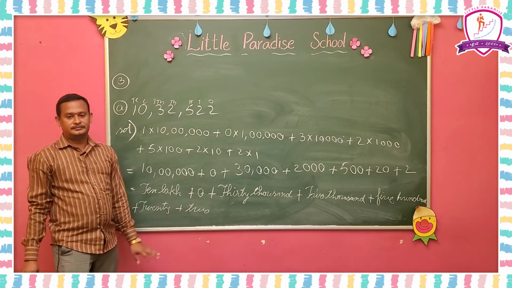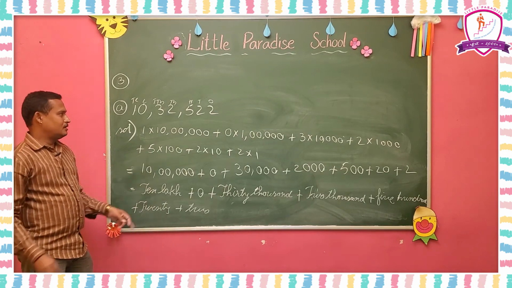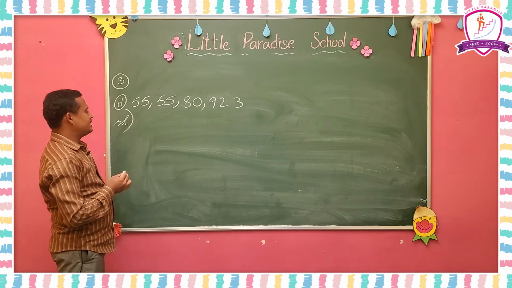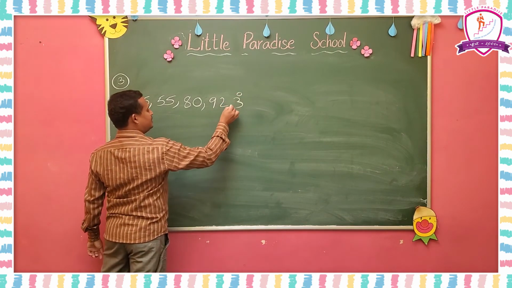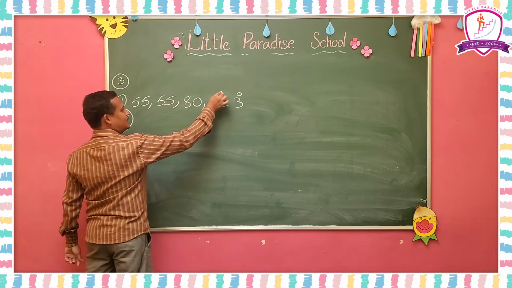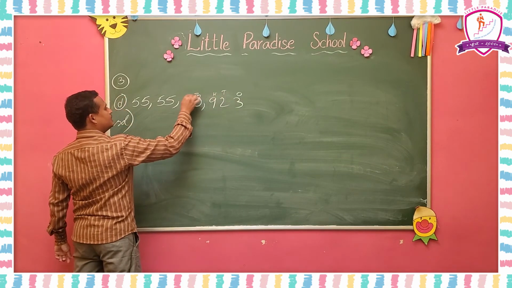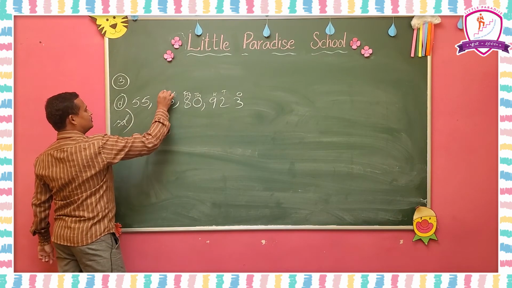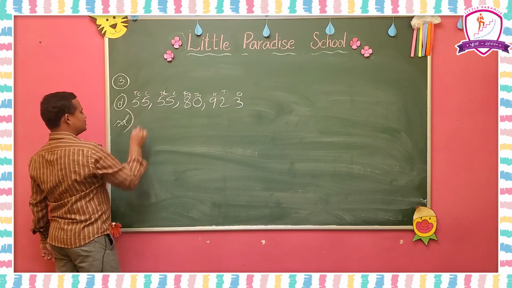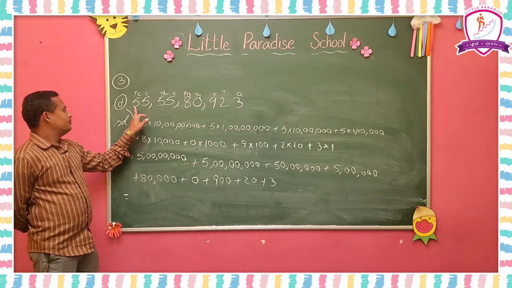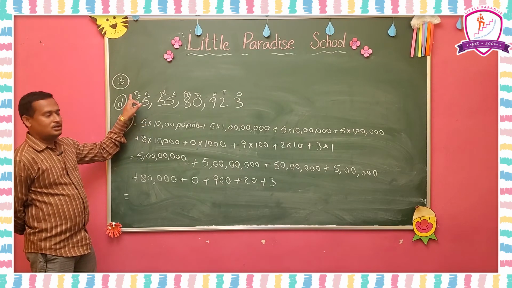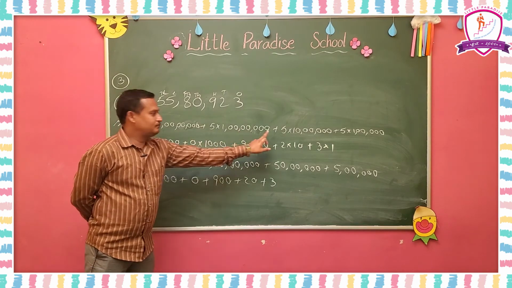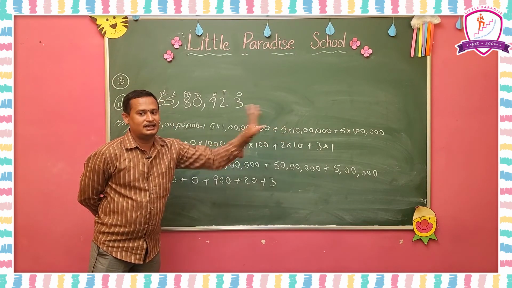Like this you have to write. For every number you have to follow these rules only. So here I am going to explain the next sum. Write the places for all digits: ones, tens, hundreds, thousands, 10,000s, lakhs, 10 lakhs, crores, 10 crores. So now 5 in 10 crores, again 5 in crores and 5 in 10 lakhs and 5 in lakhs.